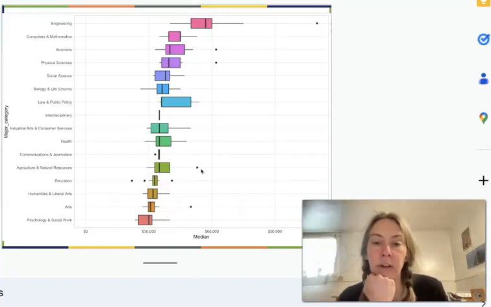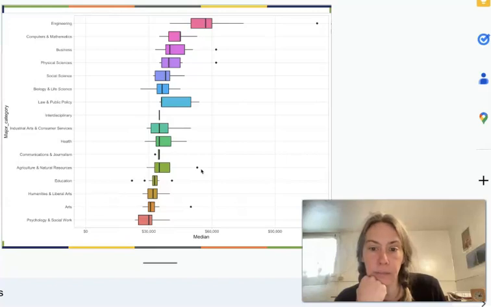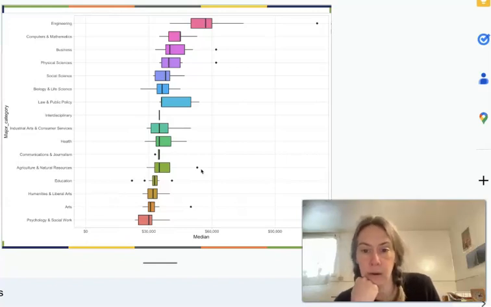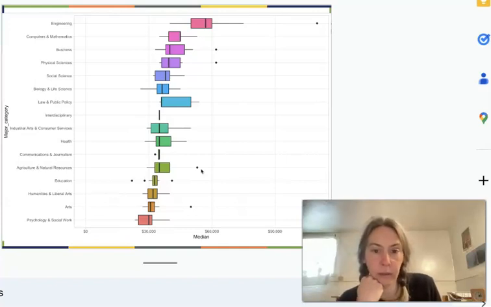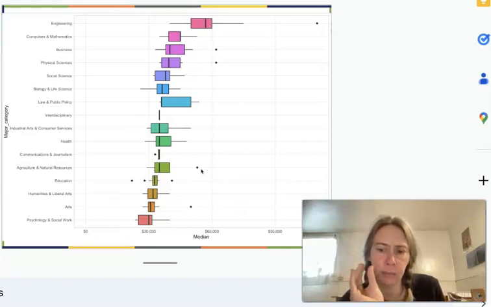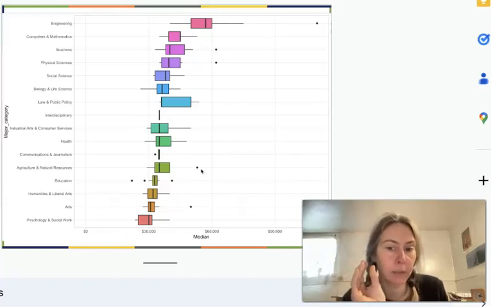So let's look for a career that has a very high spread. Engineering has a pretty long spread, especially from the min to the max. It's quite a large variation. And then let's look at one with very little spread. Education. Education is just really tightly jammed together. So it means that all the education people in this study were making similar incomes.